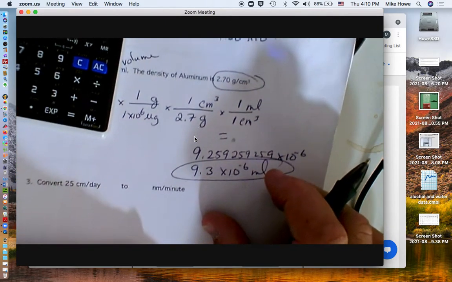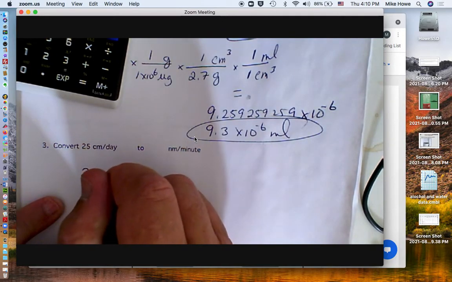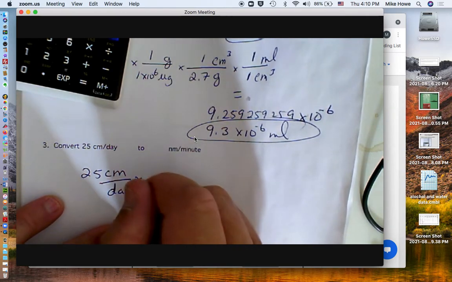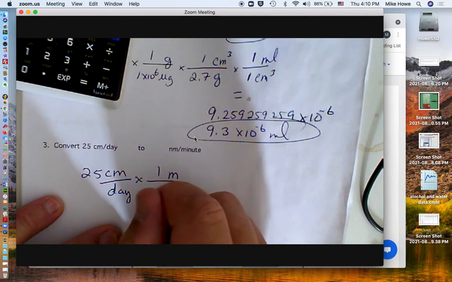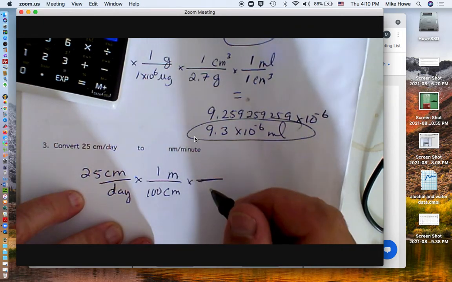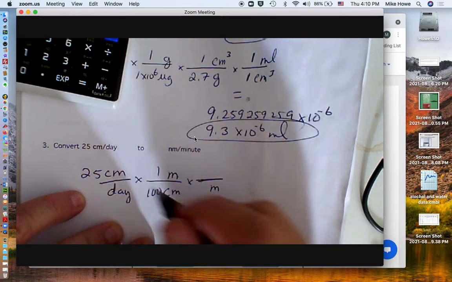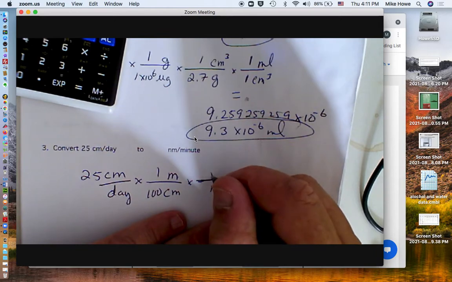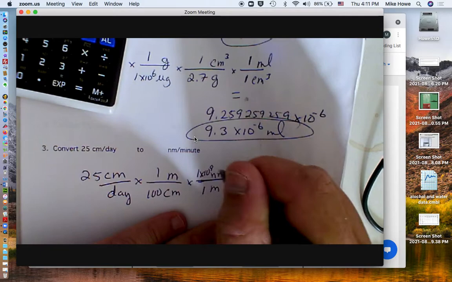The third one on this quiz is 25 centimeters per day. We need to change centimeters to nanometers. So I'll put centimeters here, and I'll just put plain meters on the top. One of those is 100 of those. Then we need to get rid of meters, so we put it down here. You know by now that every time you want to get rid of something, you put it opposite. So meters here, on the top you put nanometers. And 1 meter is 1 billion nanometers.